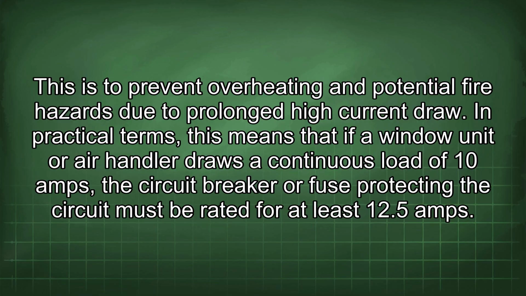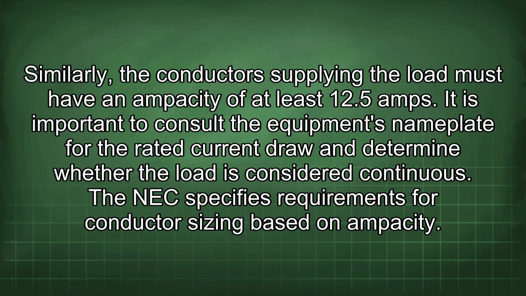In practical terms, this means that if a window unit or air handler draws a continuous load of 10 amps, the circuit breaker or fuse protecting the circuit must be rated for at least 12.5 amps. Similarly, the conductors supplying the load must have an ampacity of at least 12.5 amps. It is important to consult the equipment's nameplate for the rated current draw and determine whether the load is considered continuous. The NEC specifies requirements for conductor sizing based on ampacity.